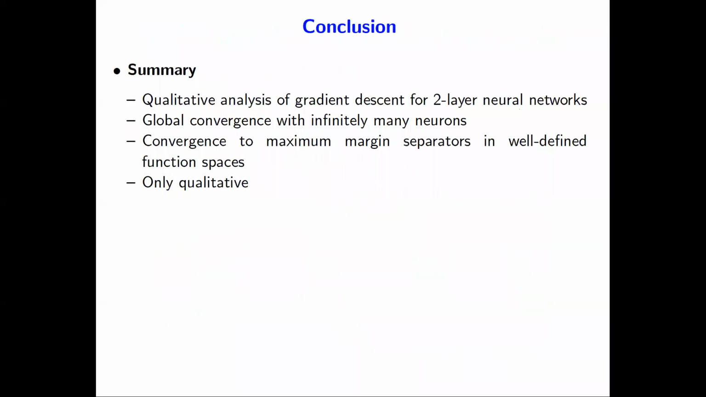All right, so to conclude, I tried to provide some qualitative analysis of gradient descent for two-layer neural networks. The key results are some global convergence results when you let the number of neurons go to infinity. And in the second part, convergence to some maximum margin separators in well-defined function spaces. The key here is that we know where it converges to, but this is unfortunately only qualitative, both in terms of number of neurons and time to achieve the optimum.